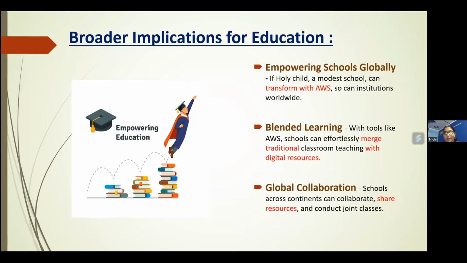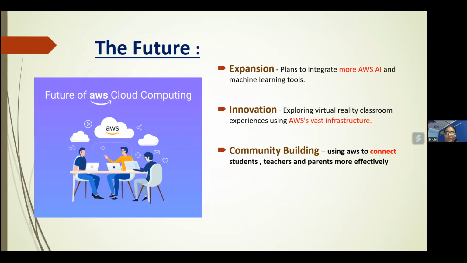Next is global collaboration. A simple school can also globally collaborate with international schools. International schools have their own features, but normal schools don't have that many features. But with AWS, they can collaborate very easily and more effectively. Next, future expansion plans: AWS is planning more and more about the services that it is adding nowadays. AWS has around 200 services, and every single time they are expanding their services to make it more efficient for the user.